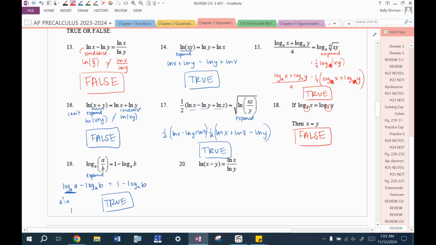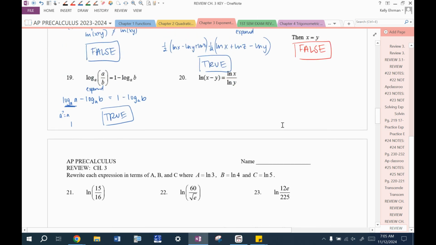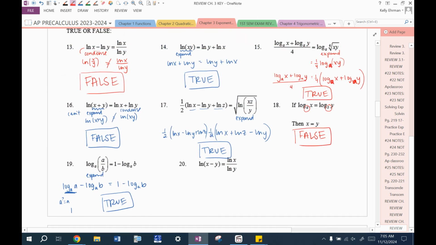Last one of these, I think. Is there more in the next page? No, yeah, last one of these. Natural log of x minus y is not the same as this. I tried to kind of trick you with this in number 13 too. So this side you can't expand. And this is change of base. So this is equal to log base y of x, but that's not the same. So this is false.